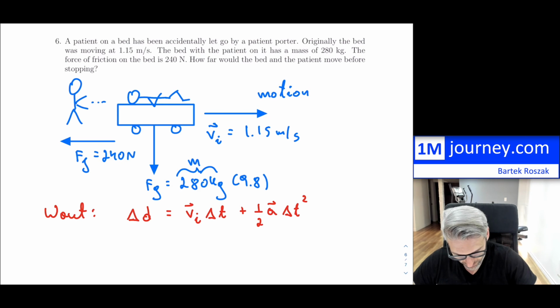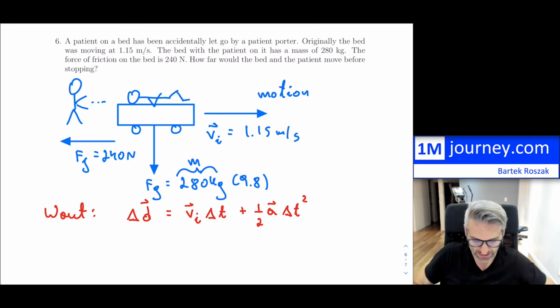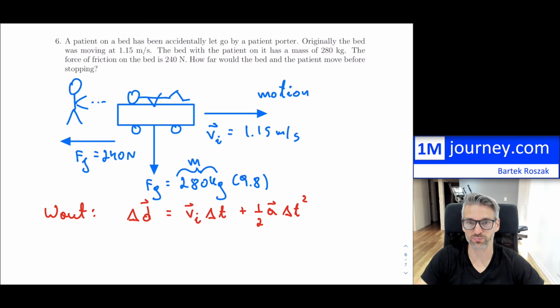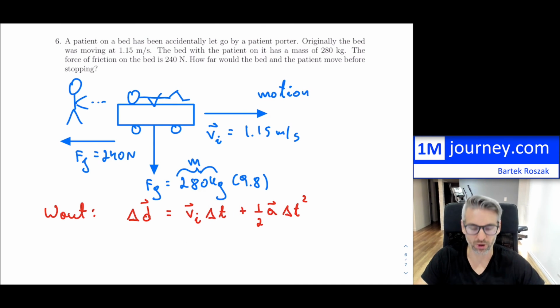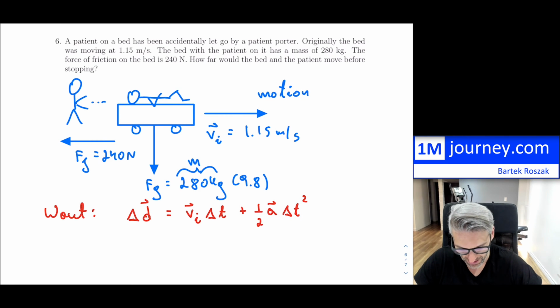Although we don't really need vectors, I'm assuming that it's moving to the right, but whichever way you assume is fine, so you can drop the vectors in there. Now, I have this, I don't have this. I don't know how long it took to stop. I actually don't know acceleration either. So I am missing 2 pieces, and I have to find those pieces somehow.